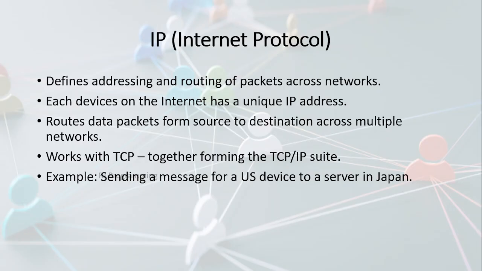Next, the Internet Protocol, or IP for short, is responsible for identifying and routing data between devices across the Internet. Every device connected to the Internet has an IP address, which acts like a digital mailing address. When data is sent, IP divides it into packets and ensures each packet is routed across different networks to reach its destination. IP doesn't guarantee reliable delivery on its own. That's where TCP comes in, working together as TCP/IP. For instance, when you access a website hosted overseas, IP ensures your request is routed through multiple intermediate routers and networks to reach the correct server.